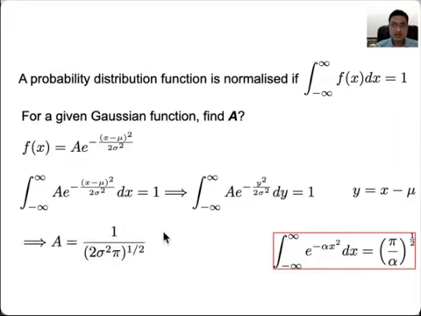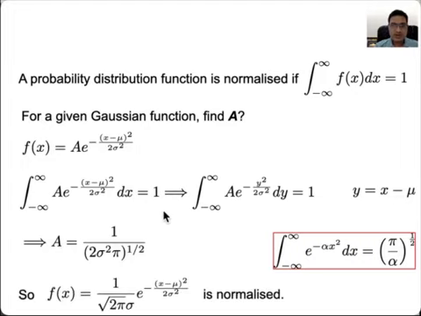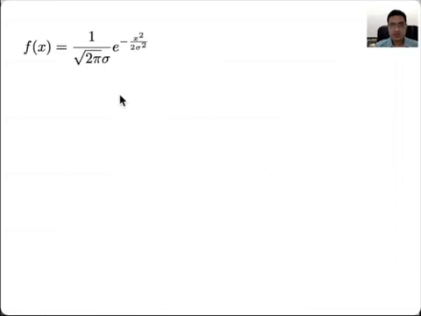Once you use this identity for this integral, it is straightforward to show that the value of a comes out to be this. Once you substitute the value of a from here to here, you can write down your function in this form which we have seen in the previous slide, and then you can easily say that the function is normalized. So this is the definition of normalization of a probability distribution function.